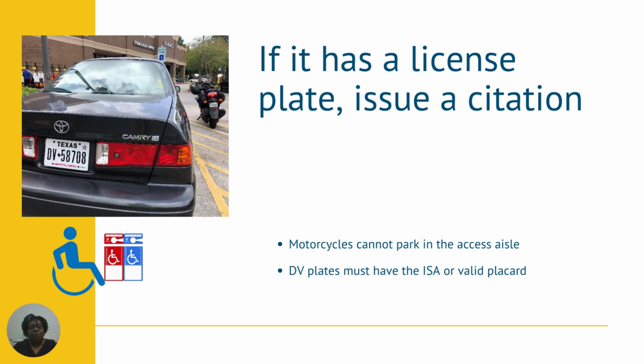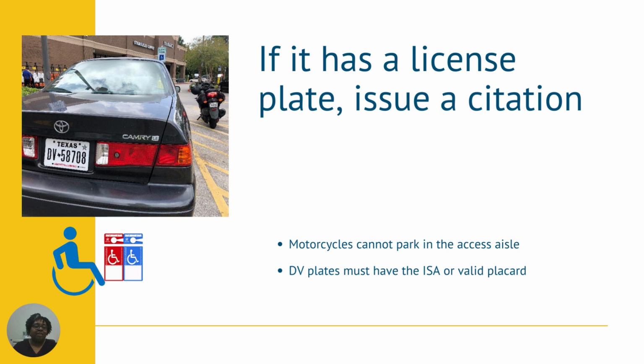And you will often see motorcycles parked in the access aisle. Motorcycles cannot park in the access aisle. You can issue a citation to a motorcycle because it has a license plate. You could place it on the seat if there's no way to secure it to the windshield.